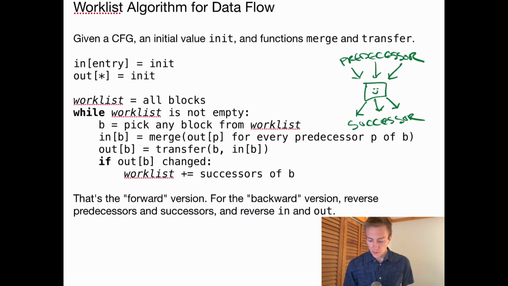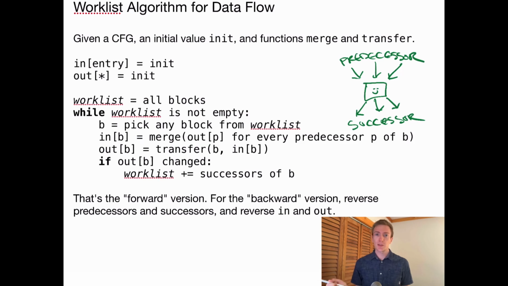So every step in this algorithm is easy to understand. That is, we need to merge our inputs, do our transfer, and then ask our successors to run. What I think is surprising, and what you can prove about this, is that given a few constraints, this is guaranteed to converge. That is, it runs in a finite amount of time and gives you the correct answer. That is, it gives you values for in and out that satisfy the system of equations defined by your data flow problem.